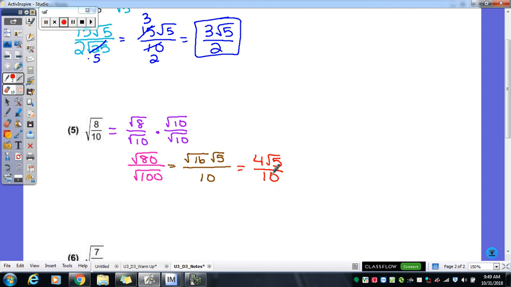Is that as simplified as we're going to get? Perfect. We can divide 4 and the 10 by 2. So 4 divided by 2 is 2. 10 divided by 2 is 5. So 2 radical 5 over 5.